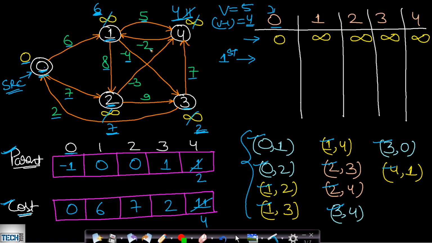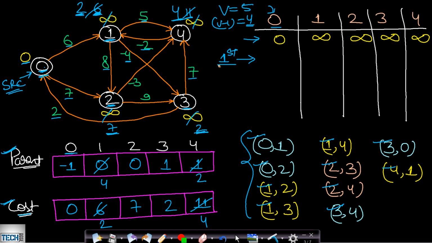For this edge 4 1, 4 to 1, the cost will be 4 plus minus 2, which will be 2. So the already present cost is 6, so this will be replaced with 2. And now since this edge 4 to 1 is getting included, therefore the parent of 1 will be 4. So the parent of 1 will be 4 and the cost at 1 will now be updated to the value 2. So this will become 2. Okay, I hope you are understanding this.